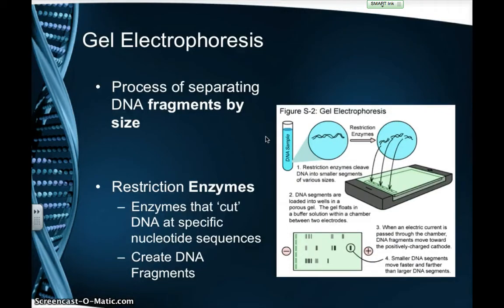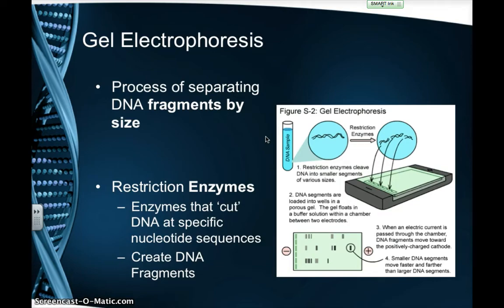Today we're going to talk about gel electrophoresis. This is a process where we can take DNA pieces and actually separate them based on their size. So big pieces won't move far and smaller pieces will move further. Then we can compare them to different organisms to figure out how related they are.